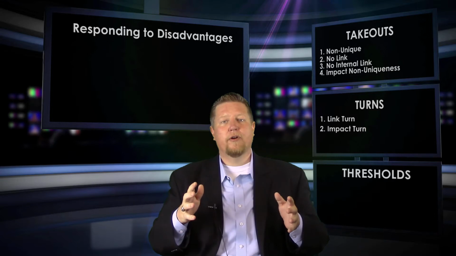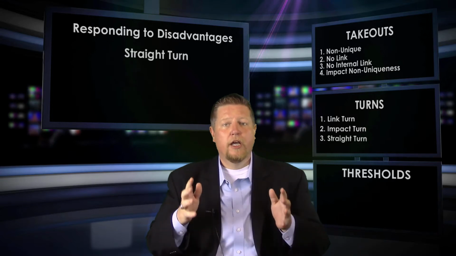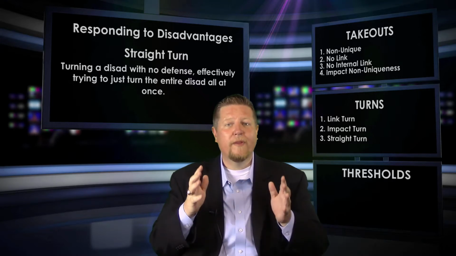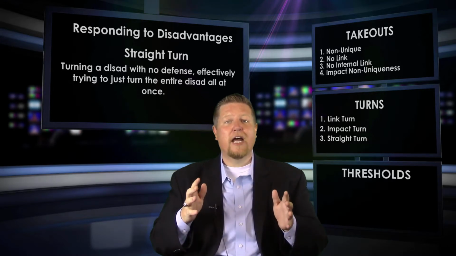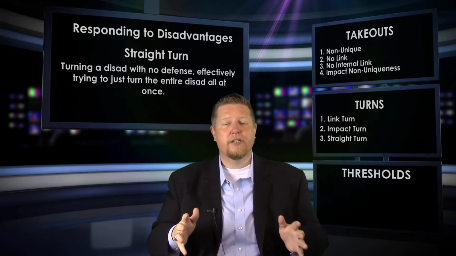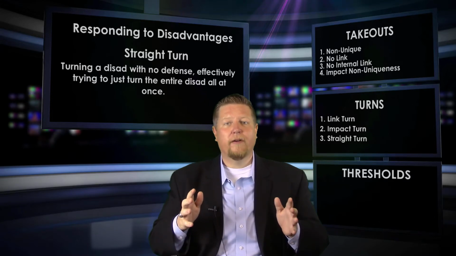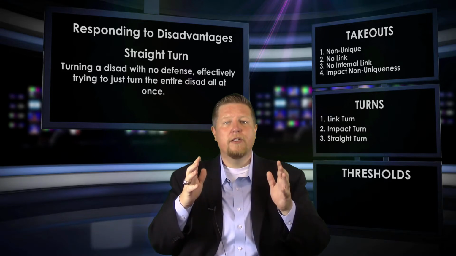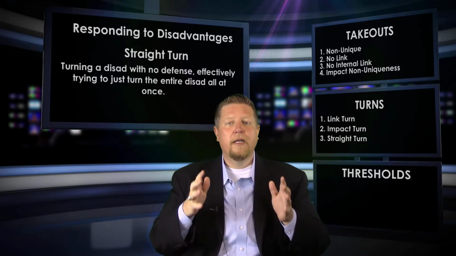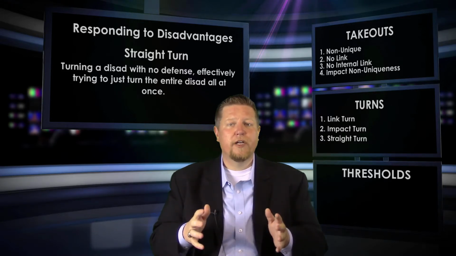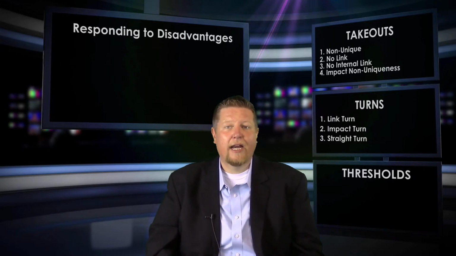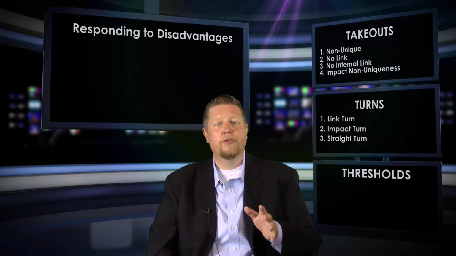That's the final type of turn, and it's called a straight turn. A straight turn occurs when the affirmative team effectively turns the link or the impact and intentionally chooses not to put any defense on the rest of the disad. It's the equivalent of saying that you agree with the negative team that this disad will occur, but because of your link turn or your impact turn, the outcome of the disad favors the affirmative team more than the negative team. Finally, let's look at the last category of disad responses, thresholds and brinks.